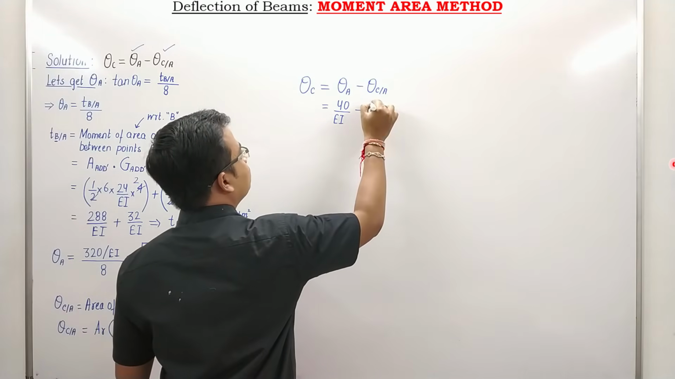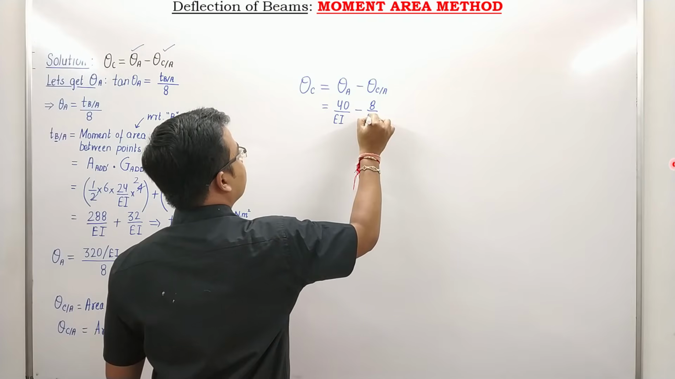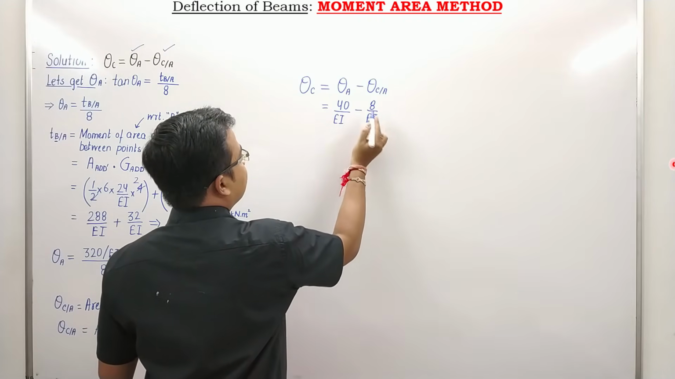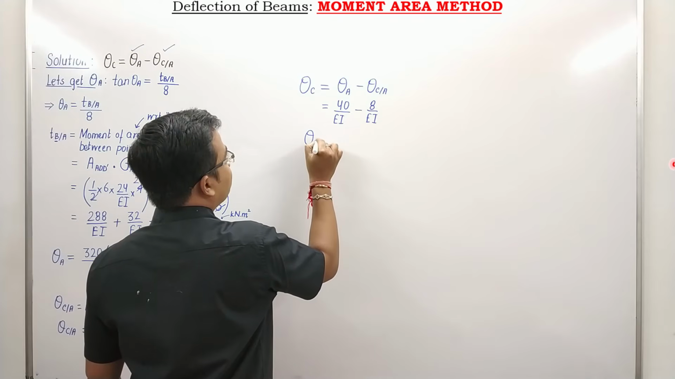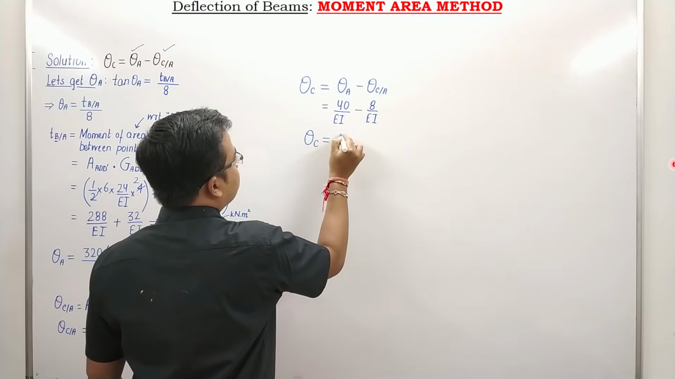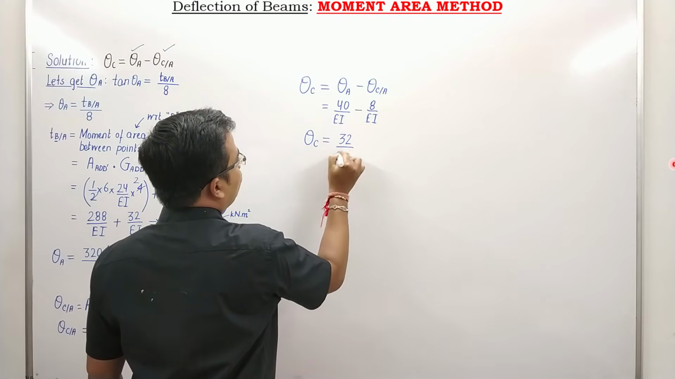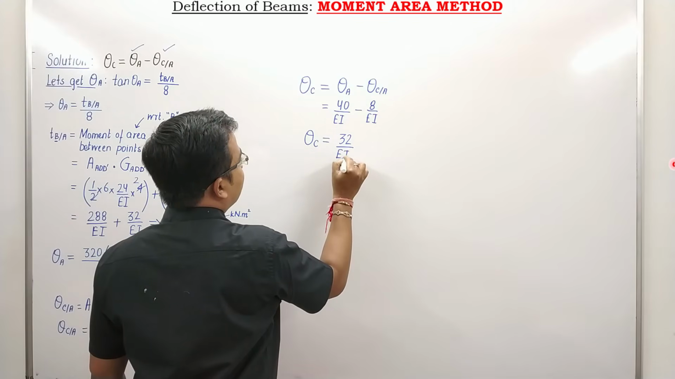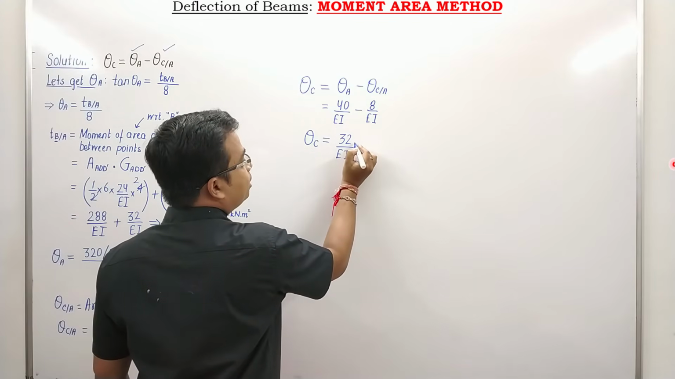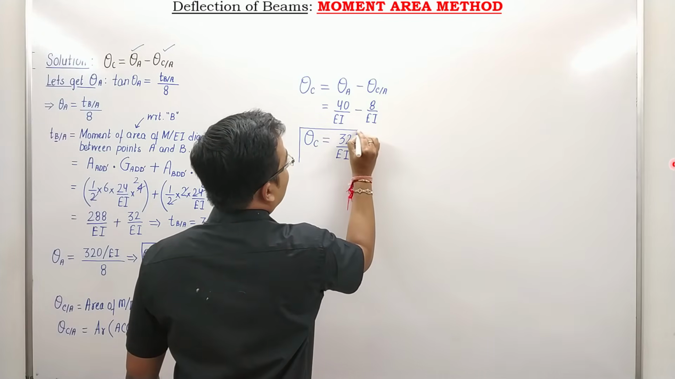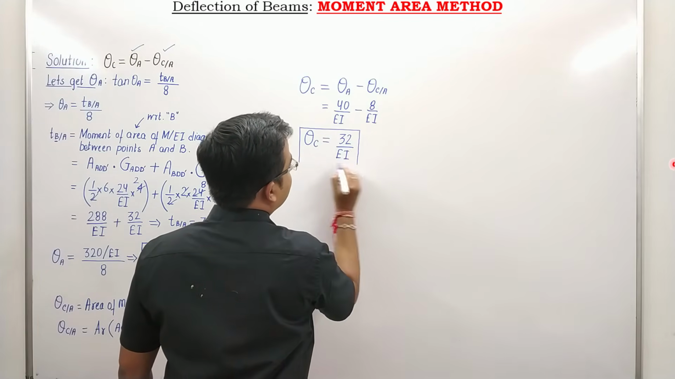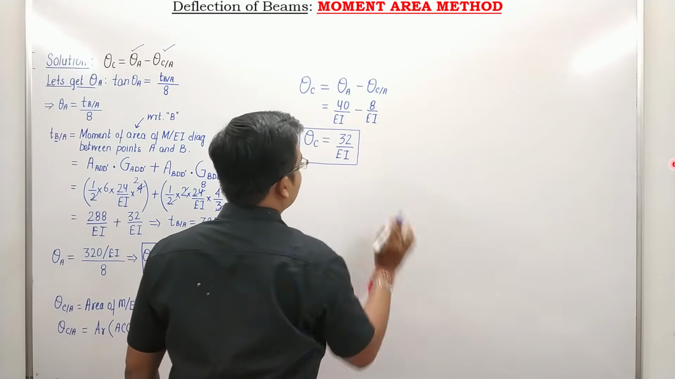This is very simple. Baby mathematics. 40 minus 8. If we take the LCM, it's EI. 40 minus 8 is 32. So finally, theta C is equal to 32 over EI. Again, remember the unit that 32 represents is kilonewton meter square. That's theta C for you.